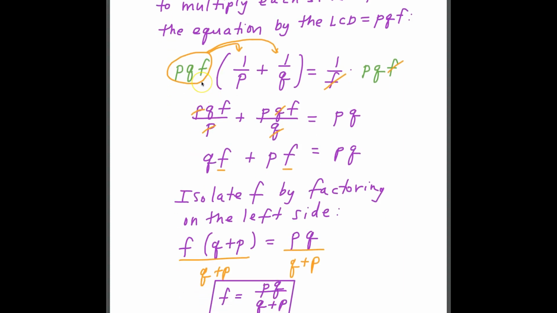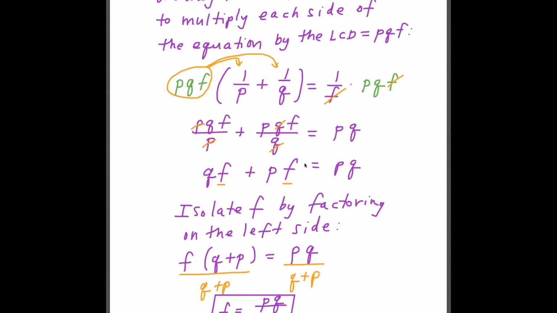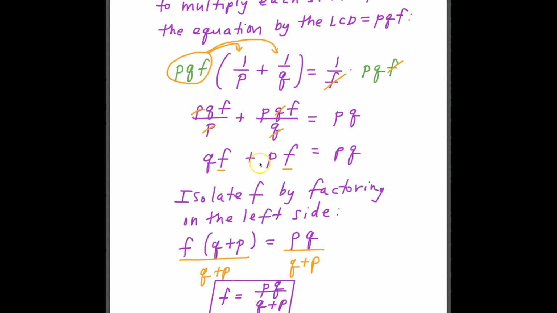If we notice, and then I have to distribute. So let's take a look at the right side. The F's will cancel, and I get PQ. Here we see that I'm left with QF and PF. Now we're back to the situation as in problem 7. In problem 7, I see this variable occurring twice on the left side, and that's the thing I'm solving for. After I cleared the variables by multiplying by the least common denominator, I factor out the F on the left side, and then I divide by Q plus P on both sides, and our final answer is F is equal to PQ over Q plus P.